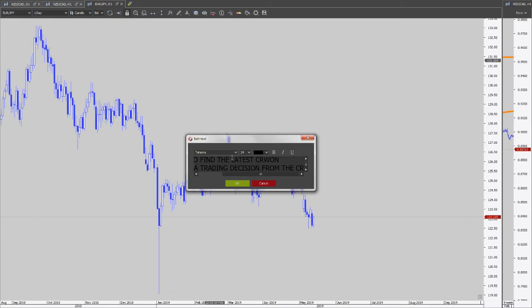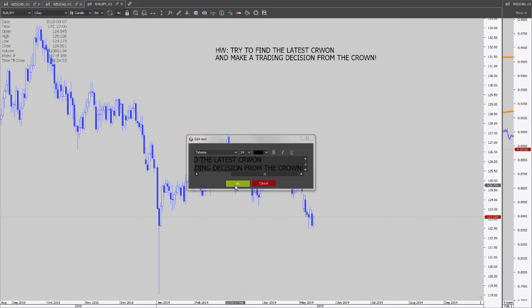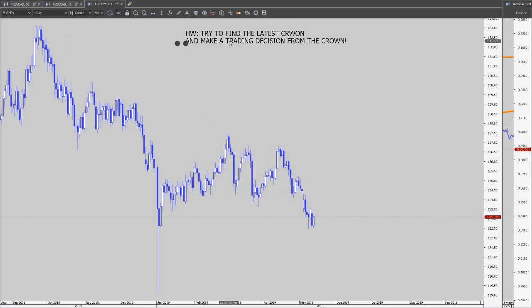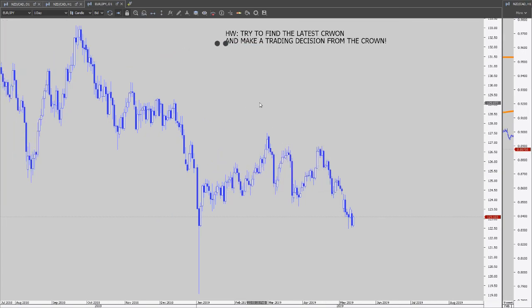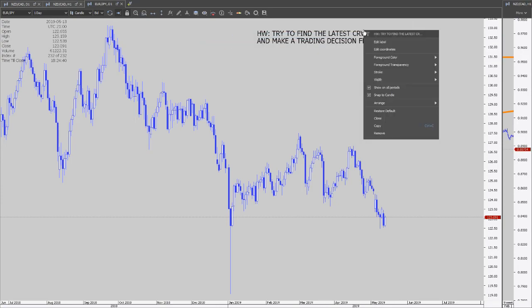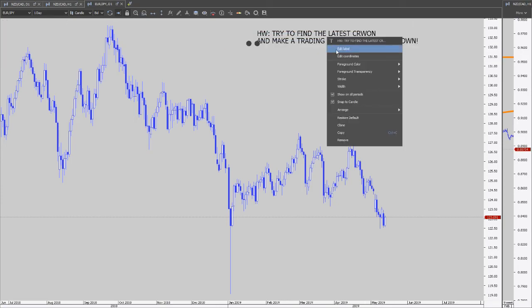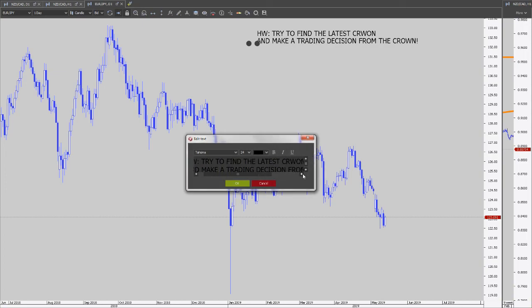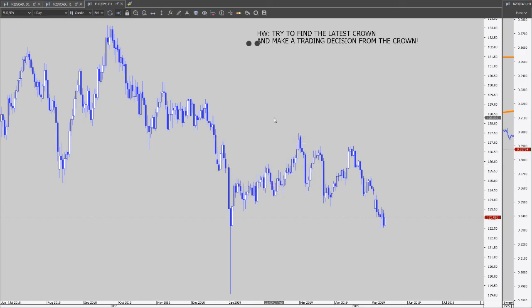from the crown. Oh, Passion, but this is difficult. Yes, it is. But if you want to grow as a trader, we cannot always give you the easy stuff, right? Homework. Euro JPY daily chart. Try to find the latest crown. And make a trading decision from the crown.